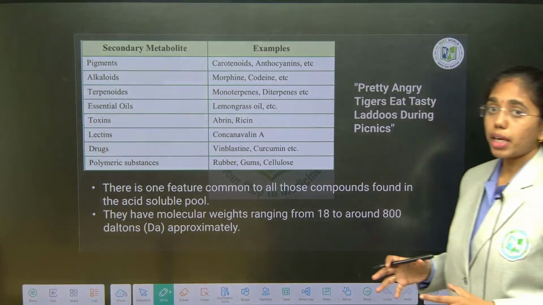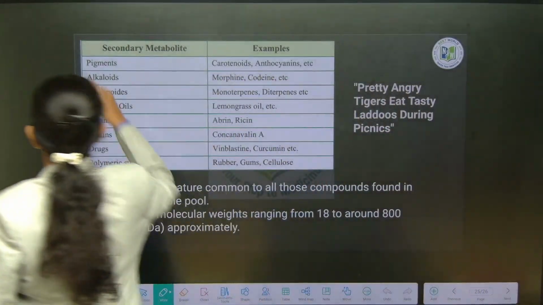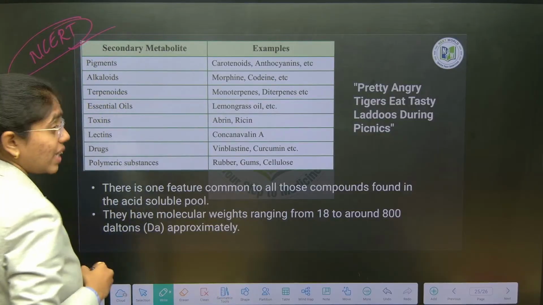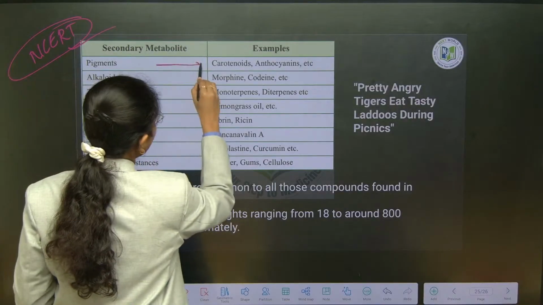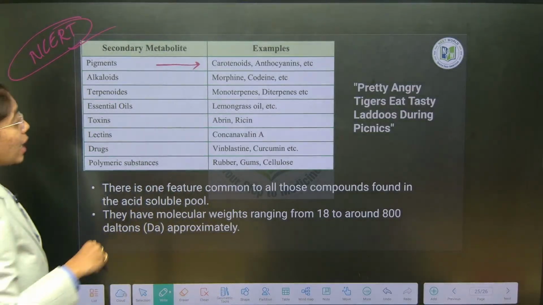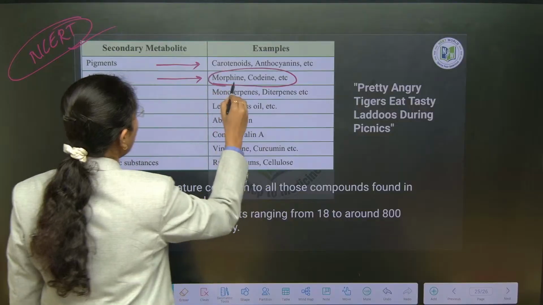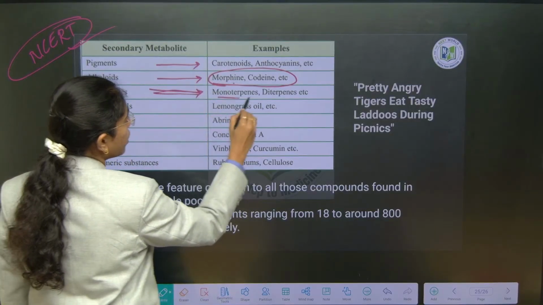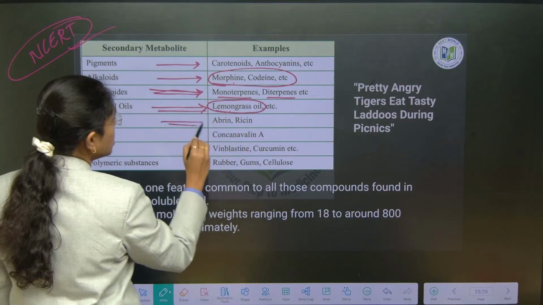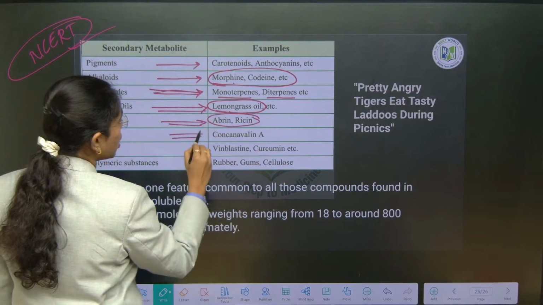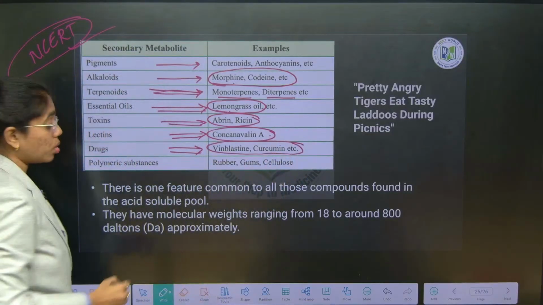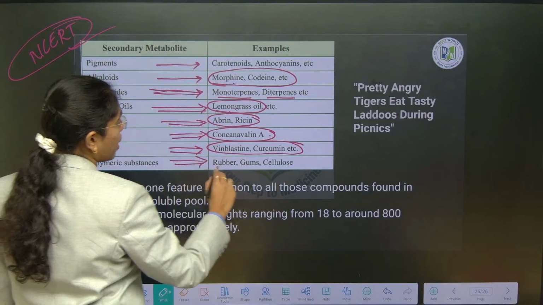Next, secondary metabolites examples. This is given in your NCERT, the most important table, so see it carefully. First, pigments. Pigments include carotenoids, xanthophylls, anthocyanins. Alkaloids include morphine, codeine. Terpenoids include monoterpenes and diterpenes. Essential oils include lemongrass oil. Toxins: abrin and ricin. Lectins include concanavalin A. Drugs: vinblastine, vincristine and curcumin. Polymeric substances include rubber, gums and cellulose.